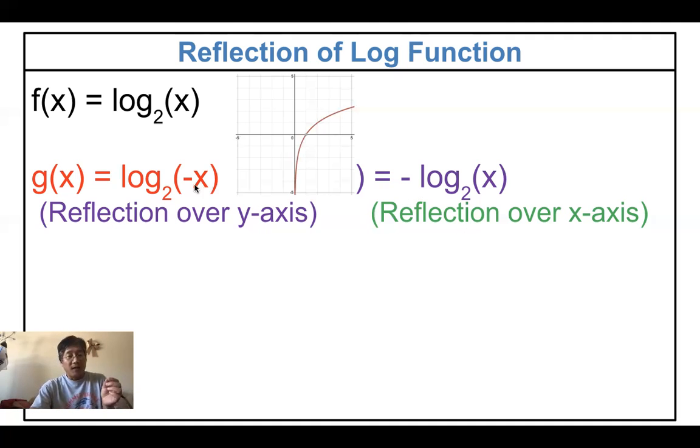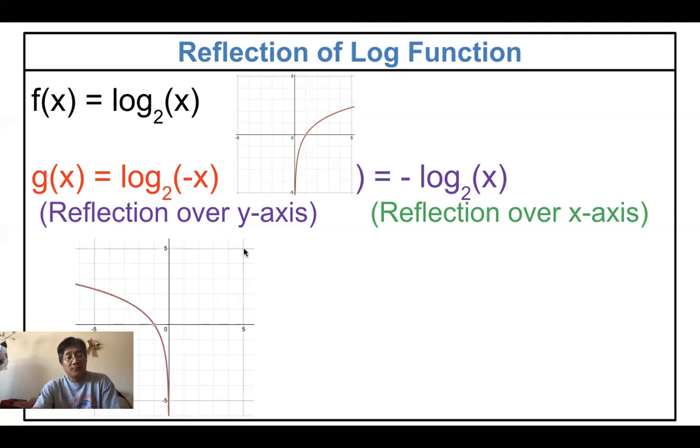Simply, if you have a negative in front of x, then this is a reflection over the y-axis. You put this into the calculator, you can look at the graph, you can look at the table, and you will see it. If you look at the graph, it will be like this. This is log 2 of negative x. So here positive x becomes negative, just like this. The y value is the same. Make sense?